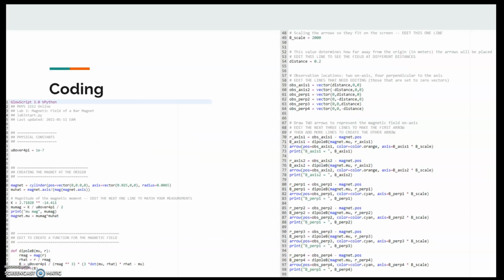So here's some of the coding, just coding the constants, creating a magnet at the origin, which is just a cylinder, creating the magnitude of the moment, which is multiplied by the values that we calculated in our graphs. And B scale is 2000 for the arrows, distance, how far away from the origin in meters, and then just vectors for perpendicular lines and observation locations.